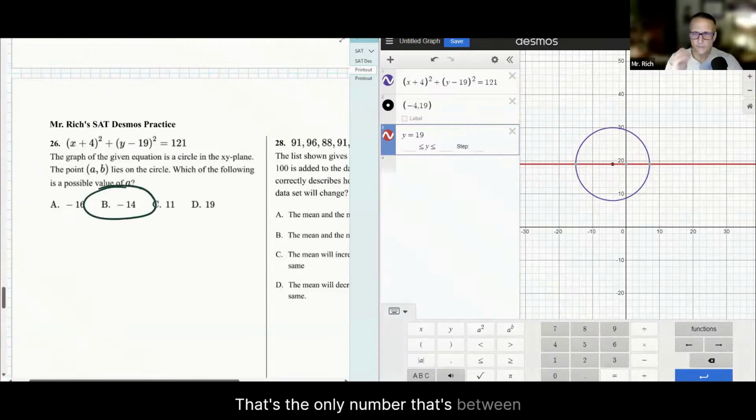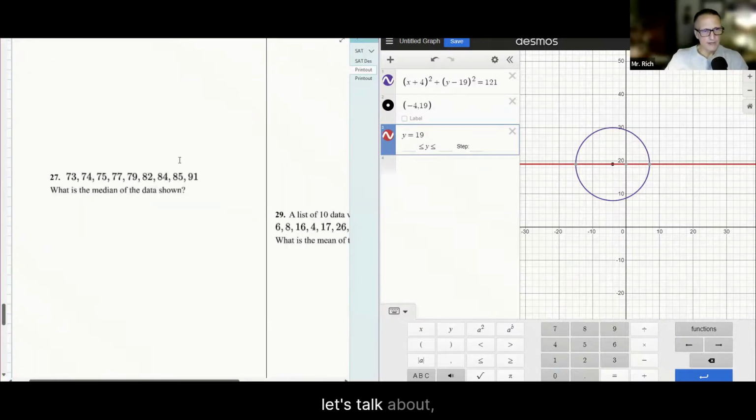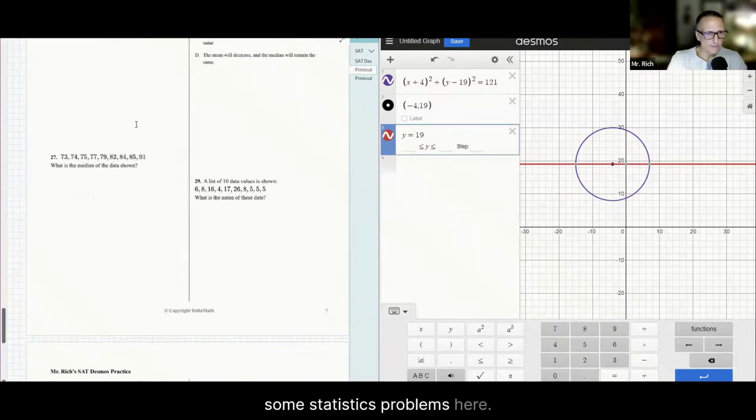That's the only number that's between -15 and +7. That's my answer. No algebra, just graphing it on Desmos. Next, let's talk about some statistics problems here.